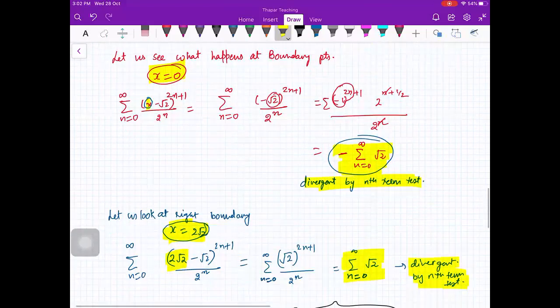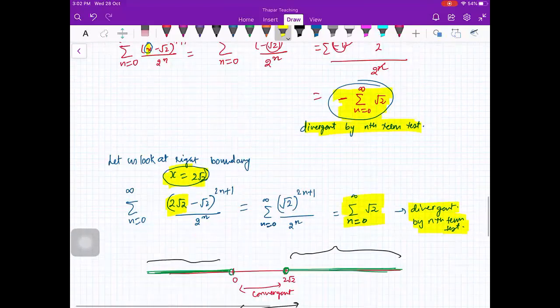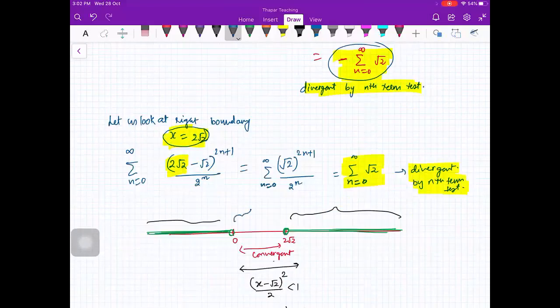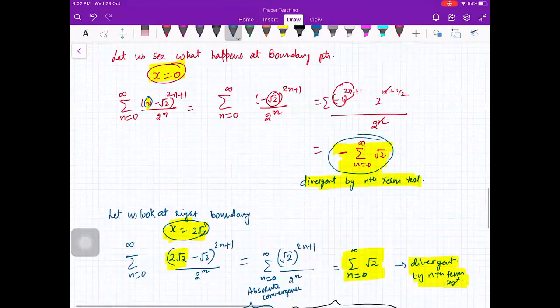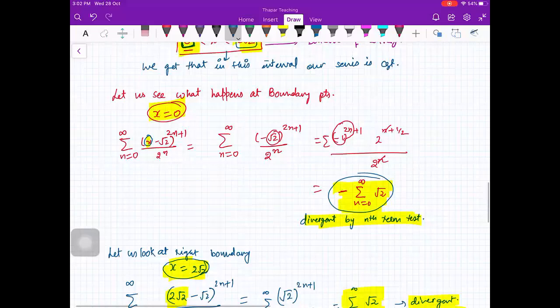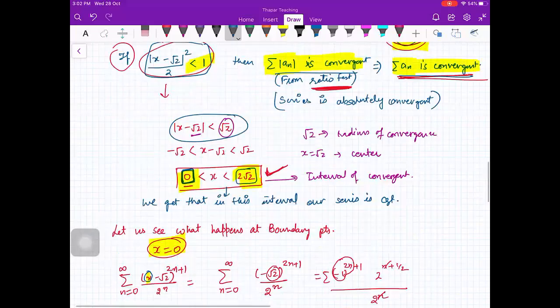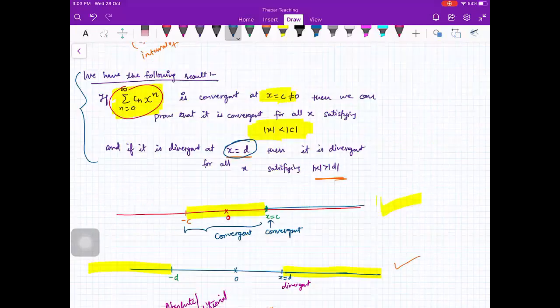Okay, so it means that this is your region of convergence. In fact, region of absolute convergence. And at this point it is divergent, and at this point also divergent. And now you go to your theorem. Theorem tells you that if it is divergent at any point D, then outside that region it is divergent.